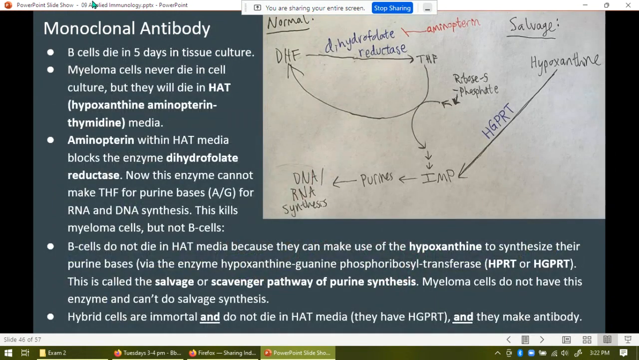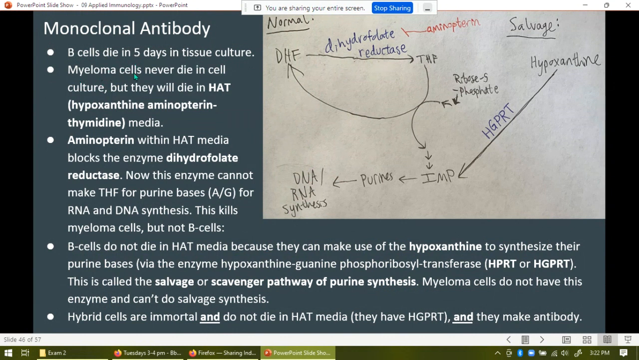So here is a rundown of it. B cells die in 5 days in tissue culture, at the longest, right? So you can't keep a plasma cell alive for very long. This should really say plasma cells. But you really want that plasma cell to stay alive. That's your goal. You really want that plasma cell because it's making your monoclonal antibody.